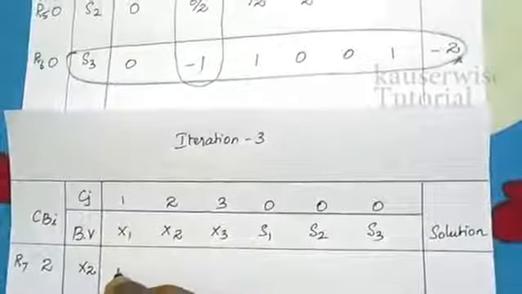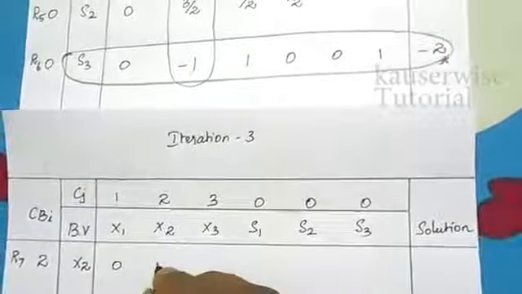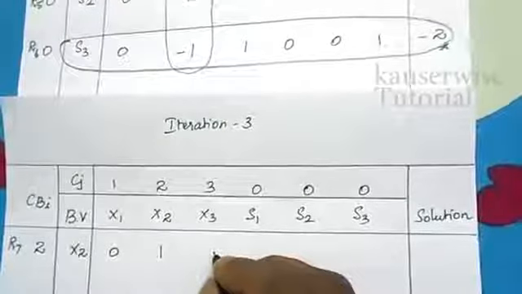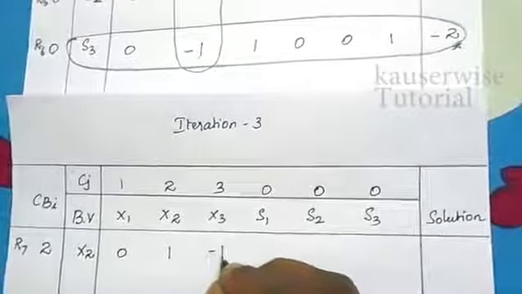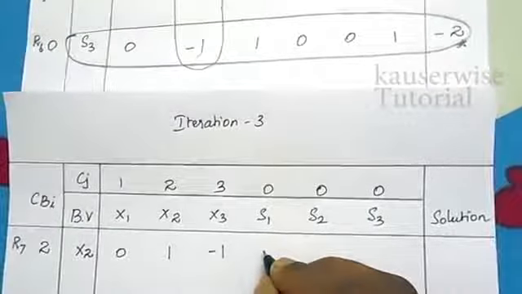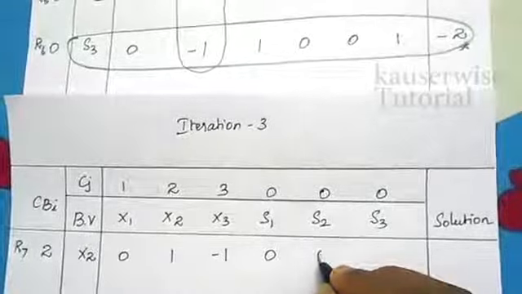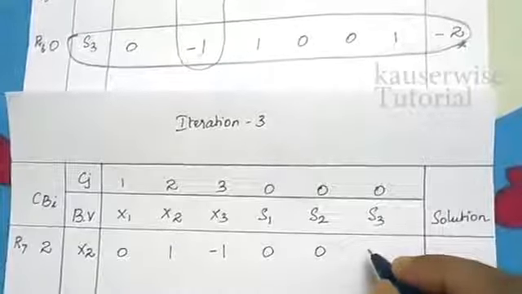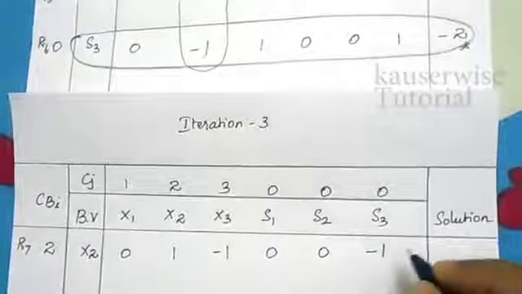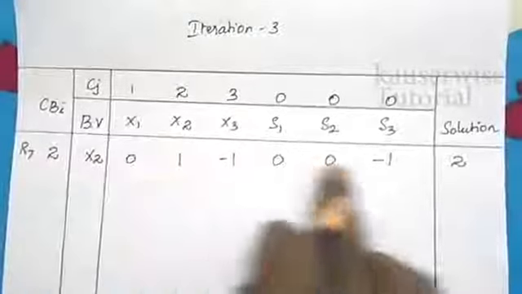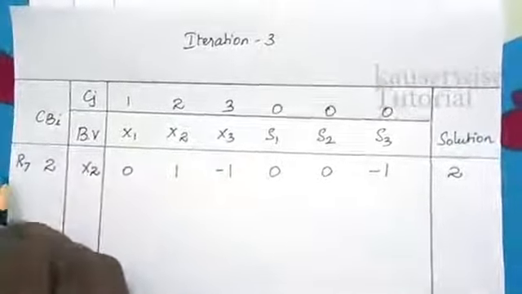0 divided by minus 1, 0. Minus 1 divided by minus 1, plus 1. 1 divided by minus 1, minus 1. 0 divided by minus 1 is equal to 0. 0 divided by minus 1, 0. 1 divided by minus 1, minus 1. Minus 2 divided by minus 1 is equal to plus 2. So now we have got the values for the entering variable. Okay, row 7 is there.